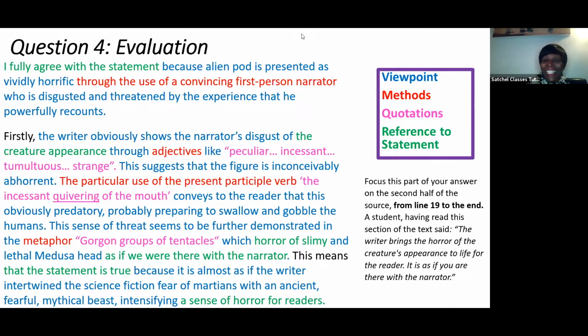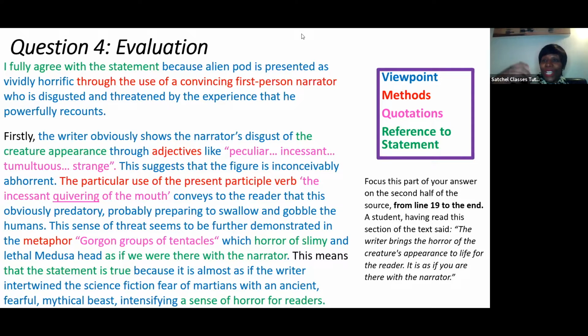So this candidate agrees with the statement and they're trying to give their evidence about why. So you can see their viewpoint. They think it's horrific. They think it's disgusting. They think it's threatening. They think it's abhorrent. It's predatory. It's preparing to gobble people up. It's lethal, like the Medusa. It's ancient, like the Medusa. But we've got the science fiction that the writer is using, the kind of fear of the unknown and science, and that is their interpretation.